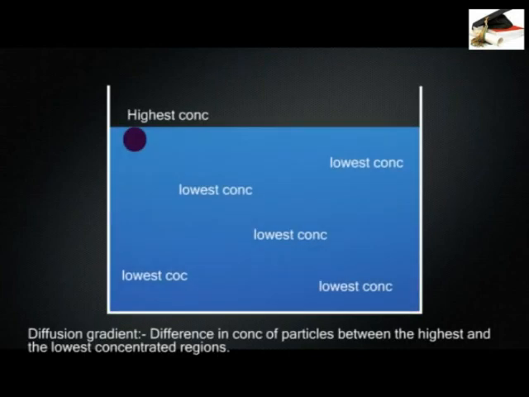The difference in concentration of particles between the region of high concentration and that of low concentration is known as the diffusion gradient. The steeper the gradient, the faster the diffusion.